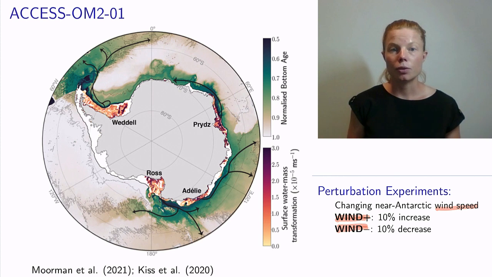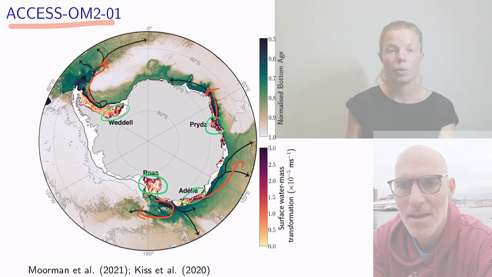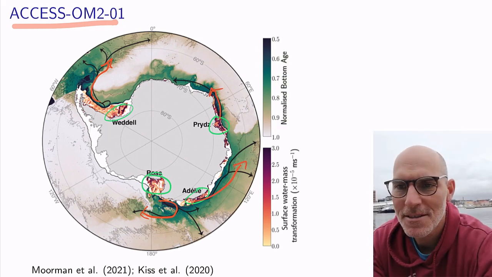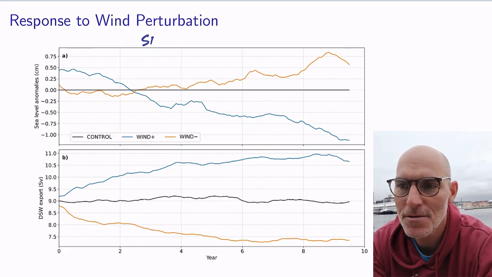The model we choose for this study is XSOM 201, a high-resolution model which has been previously shown to do a good job of the temperature salinity characteristics of the Antarctic shelf region, as well as accurately simulating the formation of dense shelf water in the region shown by the surface water mass transformation rates in red here, which feeds Antarctic bottom water all around the globe. We spin the model up for a few hundred years and then initiate the wind perturbations. We run for 10 more years and then compare with the control simulation.